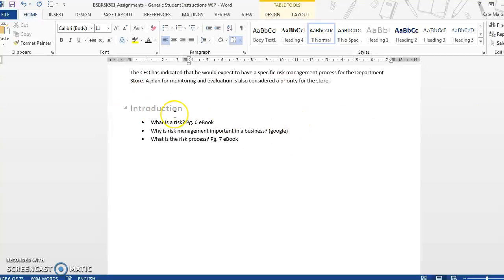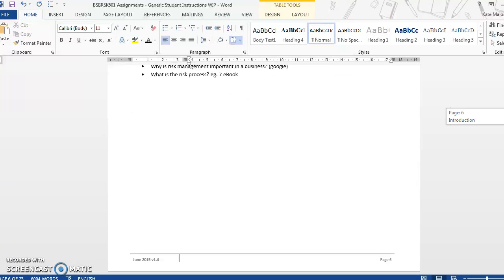Underneath the scenario, please write an introduction. You can do this at the end because that'll probably be easier. So I would suggest talking about what a risk is, and page 6 of your ebook will help with this. Why is risk management important in a business? If you want to, you can Google that, but I'm sure it's also in your ebook. And what is the risk process, which is on page 7 of your risk ebook.